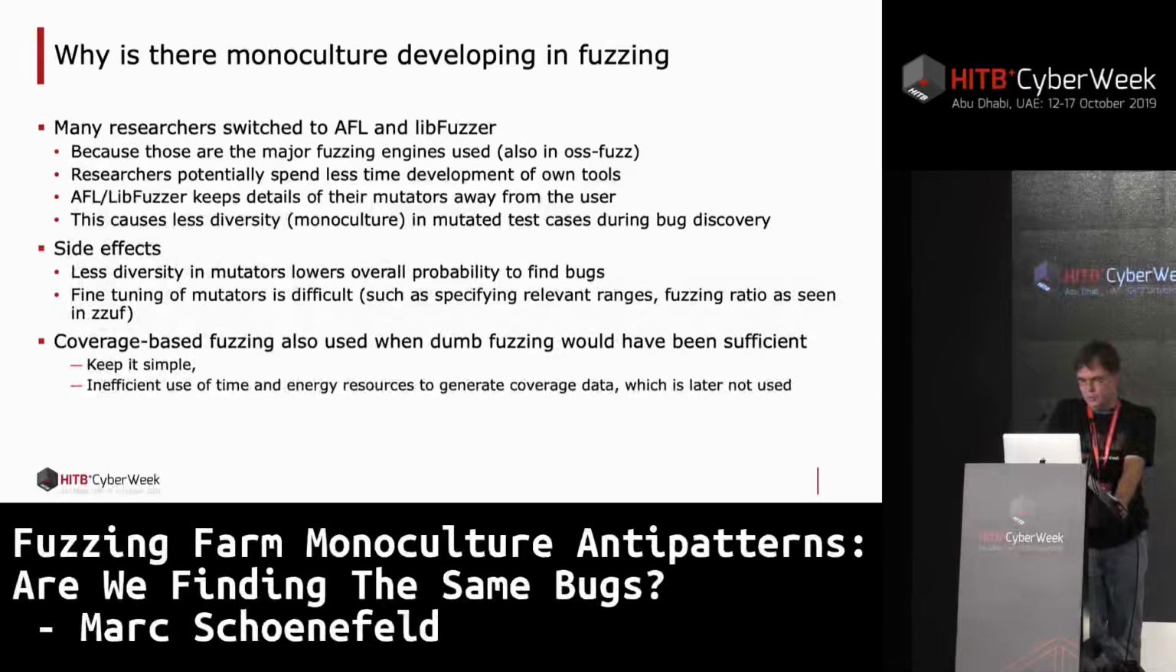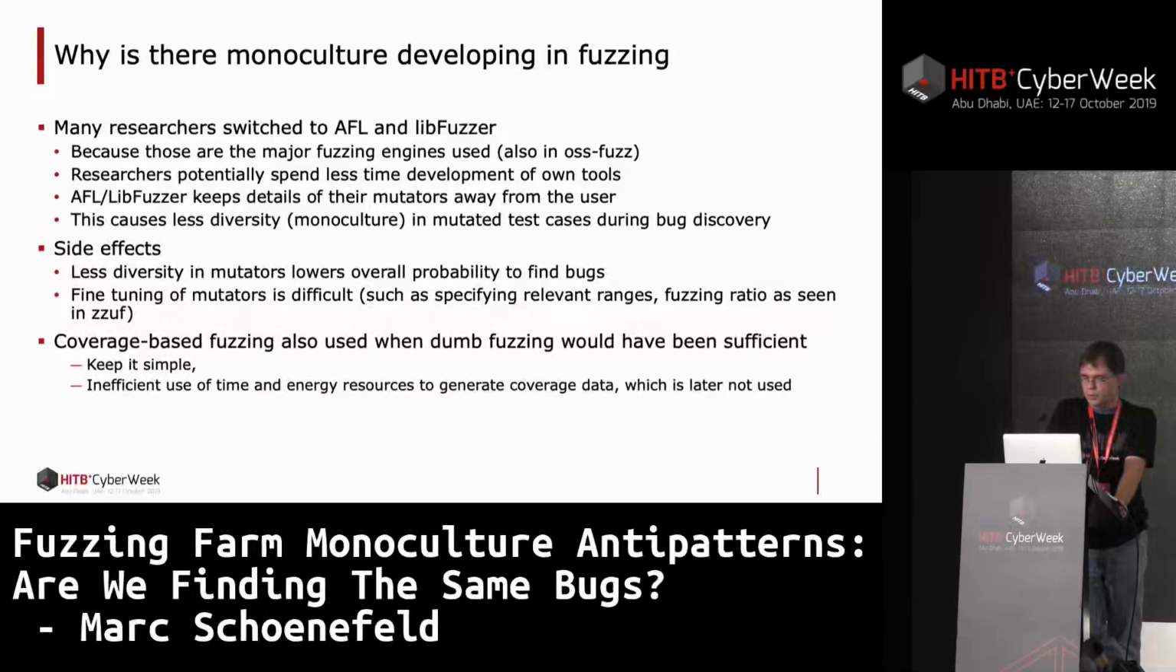Having everybody running the same mutators in their test cases also means that there is more monoculture in the test cases which are generated and less diversity in what is tested. Less diversity in mutators also lowers the overall probability to find bugs, because everybody basically runs the same code path, and fine-tuning is difficult. You cannot specify your ranges, or it's more difficult, you have to write extensions. The ratio is difficult to set. It's an internal variable.